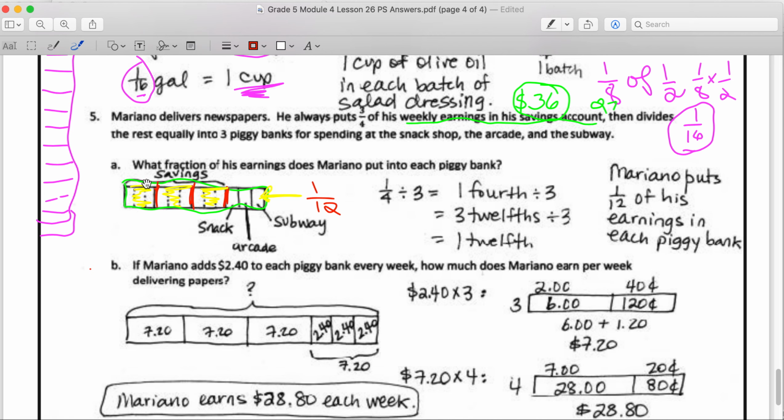Because how much did we start with? 1, 2, 3, 4. So it's 1/3 of 1/4. Is that the same thing? Yes, it is. That's 1/12.